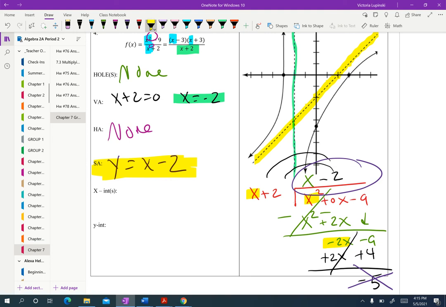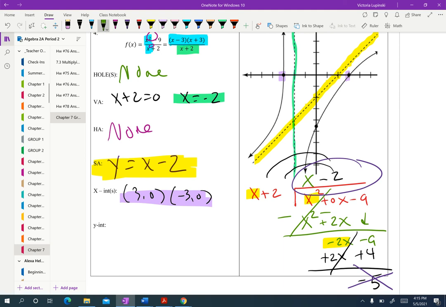To find my x-intercepts, I am going to set my numerators equal to 0, and notice that there are 2 of them. There's an x minus 3, which gives me 3. Then there's an x plus 3, which gives me negative 3. So for the first time today, we have 2 x-intercepts, and yeah, that's perfectly legal.